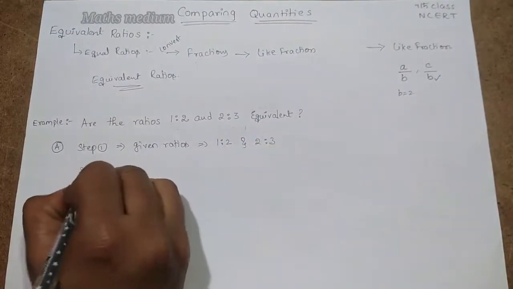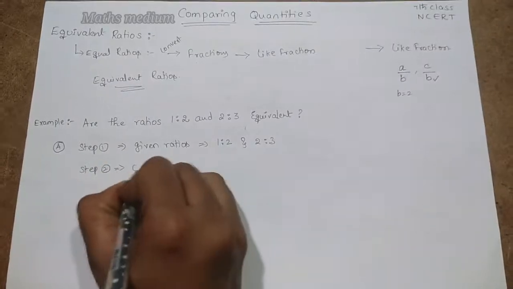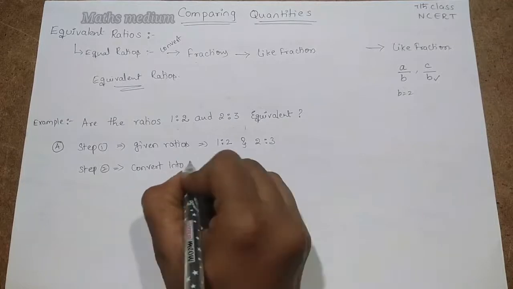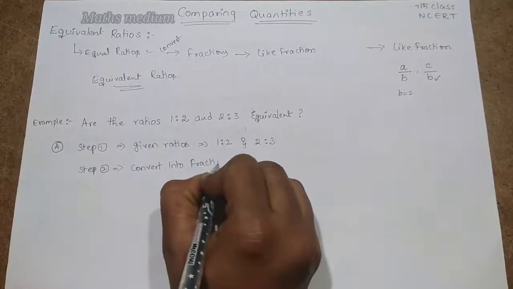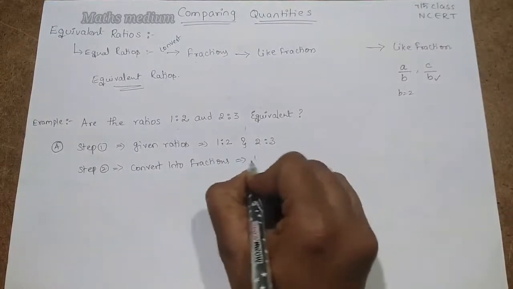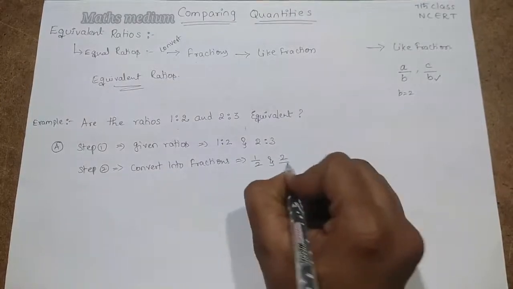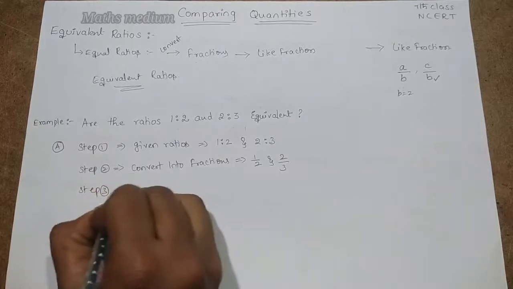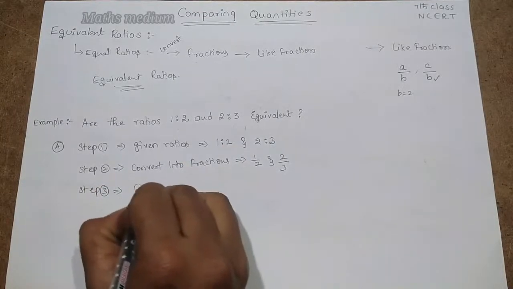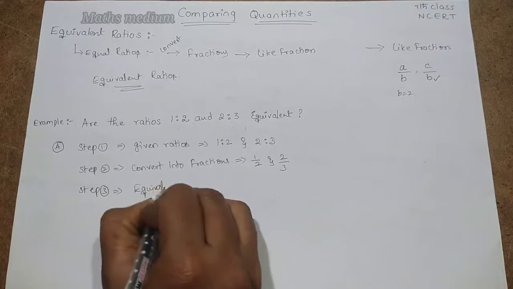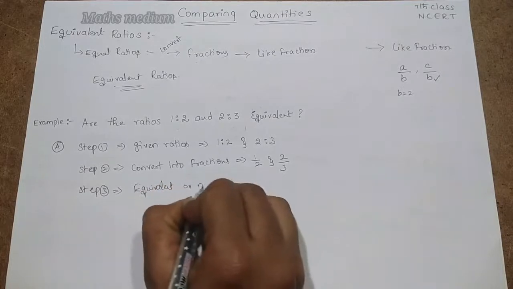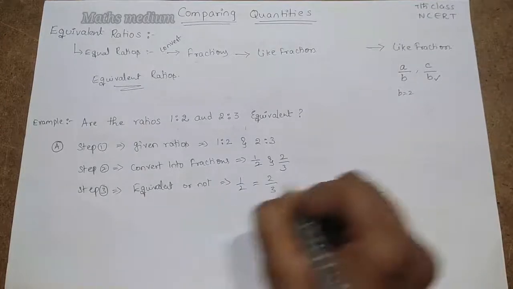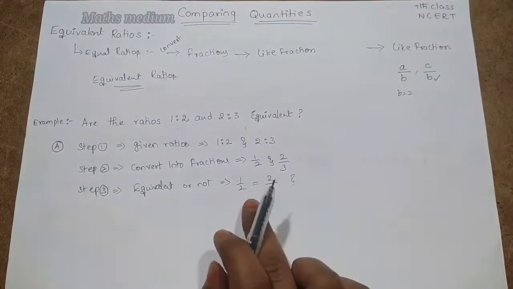Step 2 is convert into fractions. So 1/2 and 2/3. Step 3, we have to check whether they are equivalent or not. So that is, is 1/2 equal to 2/3 or not? That is the question we have to find.